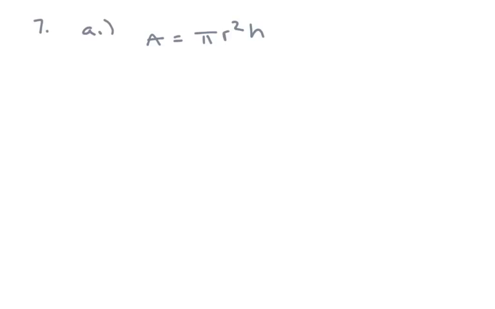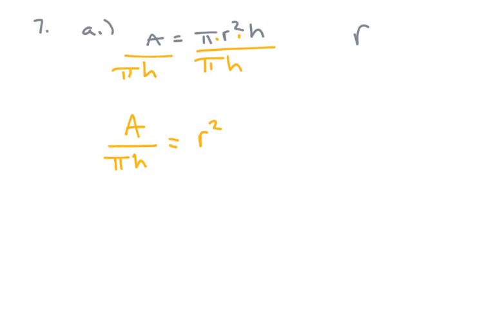Okay, let's look at question number 7. It says solve for the indicated variable. All right, so for A, it actually asks us to solve for R. To get R by itself, what are we doing with pi and h? We're multiplying, so the opposite of multiplication is division. If I divide, I get A over pi h equals R squared.